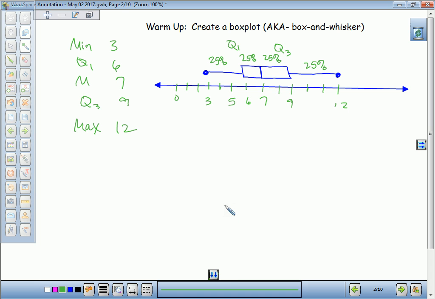One of our measures of spread of data was called IQR. IQR, to review, is the interquartile range. So these inner quartiles, what is the range of these? So it would be Q3 minus Q1. In our case, it would be 9 minus 6. So this data has an interquartile range of 3.